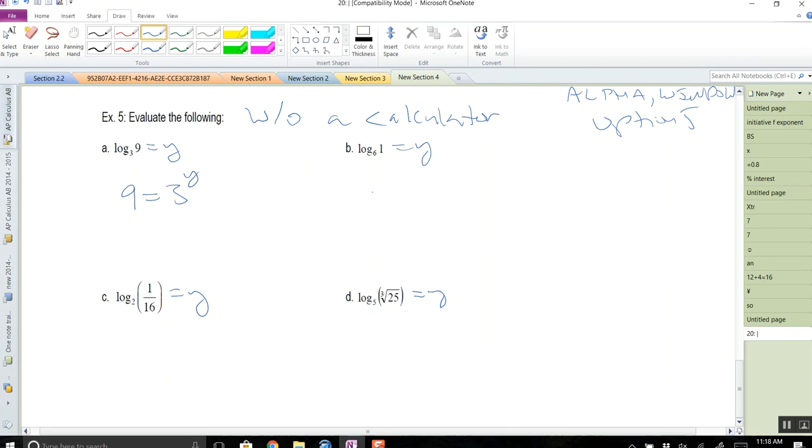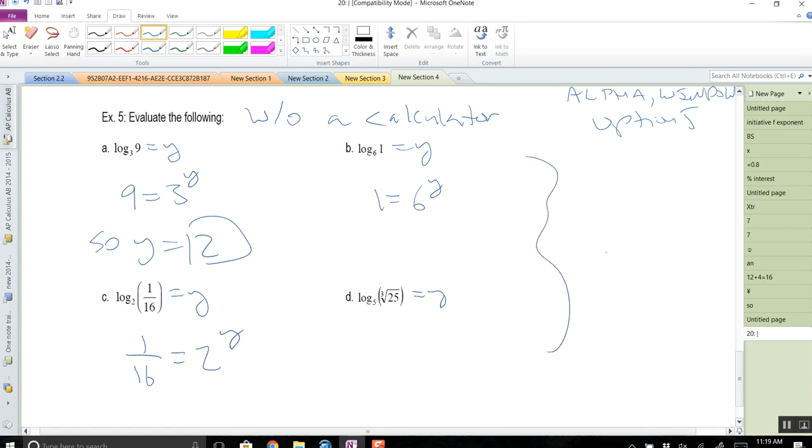Or for part B, 1 equals what to what? 6 to the y. So looking at part A, what would y equal then? 2. Because really what you're saying is, hey, 3 to the 2 power equals 9. So basically what this is asking you to do is find the exponent. If 3 is your base and you want 3 to some power to equal 9, what's the exponent? 2. If 6 is your base and you want 6 to some power to equal 1, what's your exponent? 0. Or in this case, 1/16. So see, it's just reversed. They're just asking you to find the exponent.